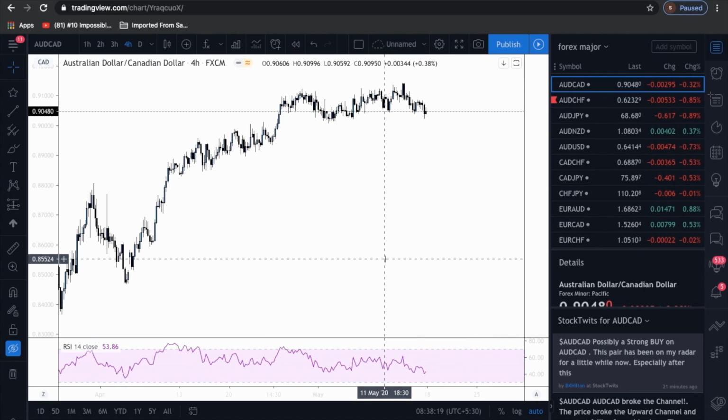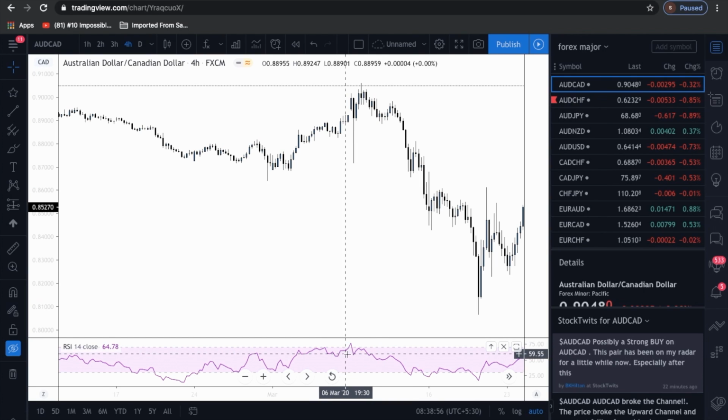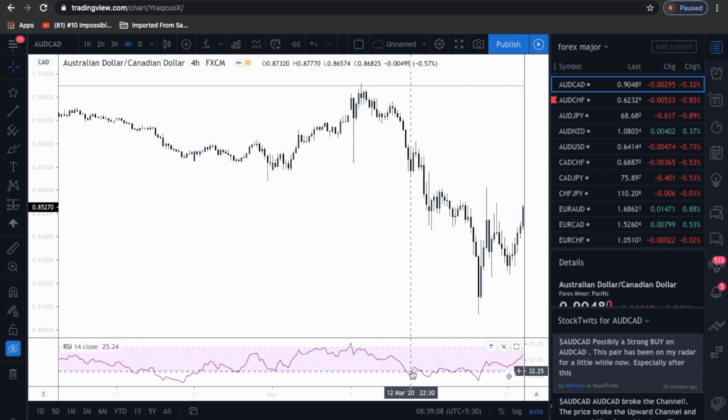Now what does an RSI tell you? Basically the RSI is meant to follow the price action. So when the RSI line approaches the overbought level, that is level 70, it tells that the market is overbought and sellers can enter the market. And when the RSI approaches the level 30, that is the oversold level, it tells that the market is oversold and buyers can now enter the market.